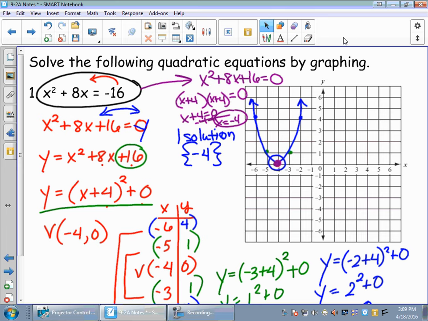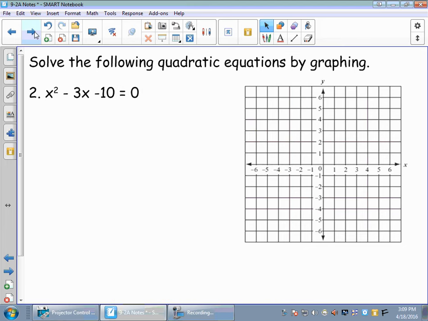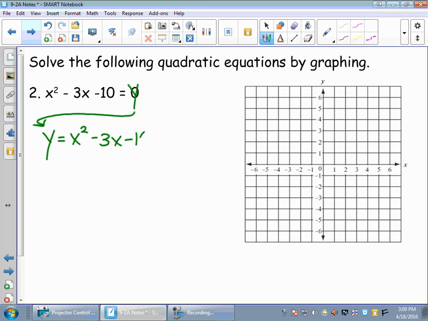All right. So that's the first problem. I had one solution and it was negative 4. Let's go on to the next one here. Solve the following by graphing. So the first thing I'm going to do is get it equal to 0. It's already equal to 0. I'm going to replace that 0 with a y value and rewrite it. So y equals x squared minus 3x minus 10.